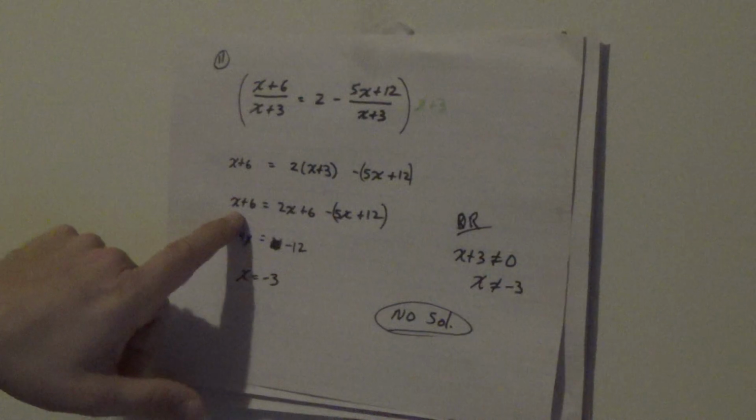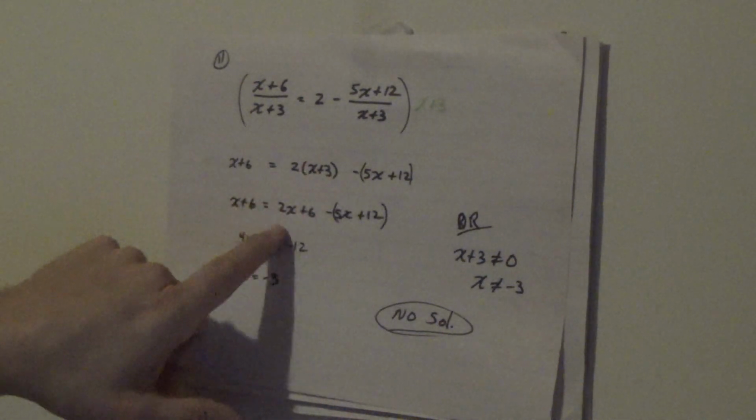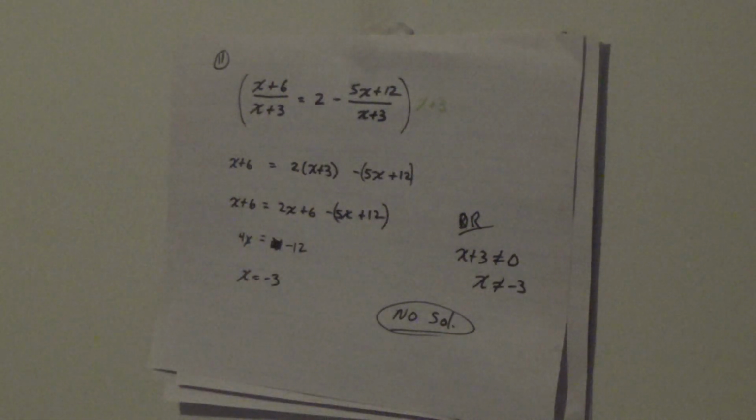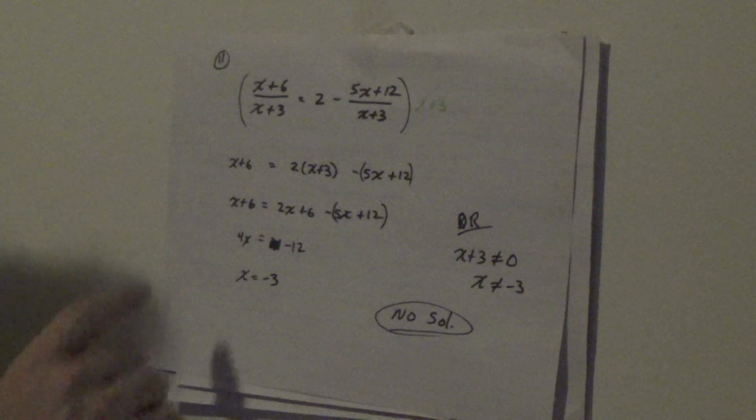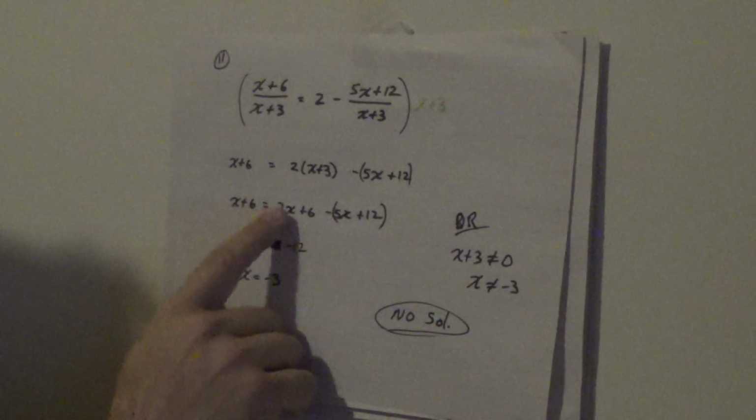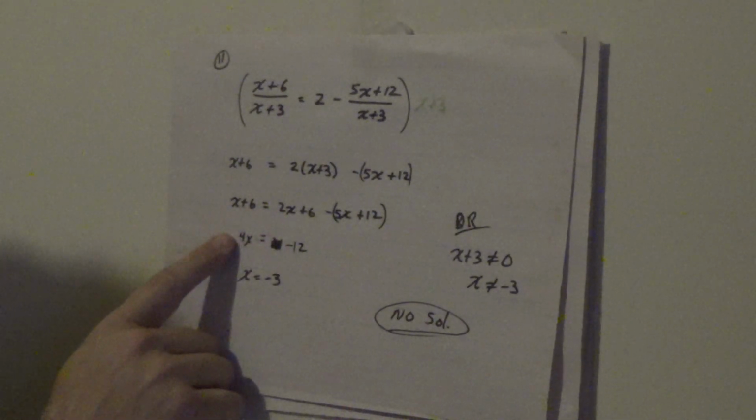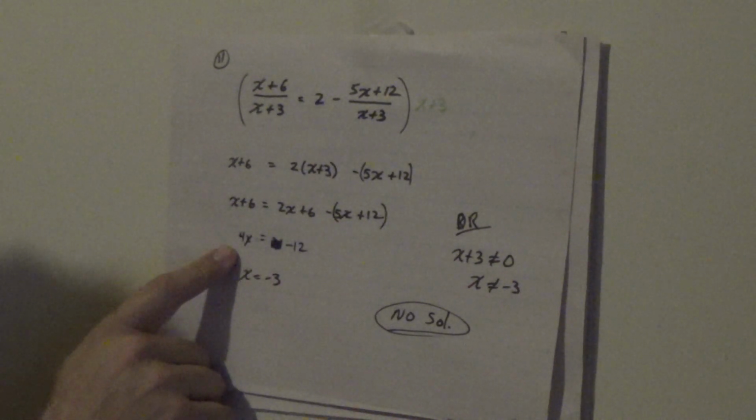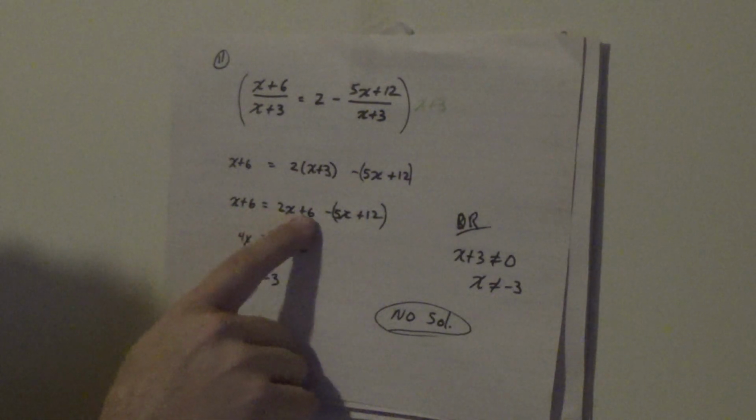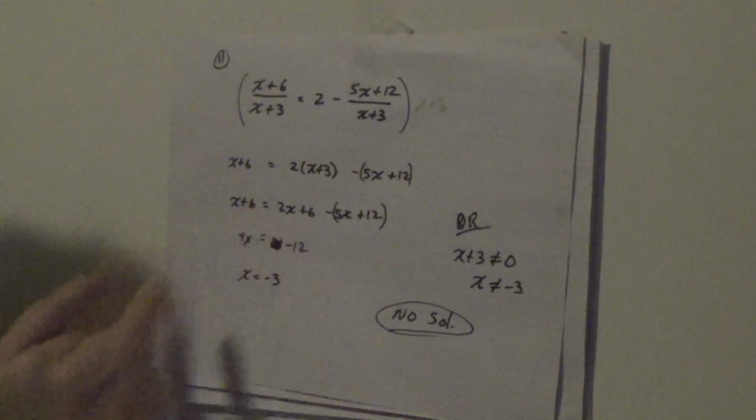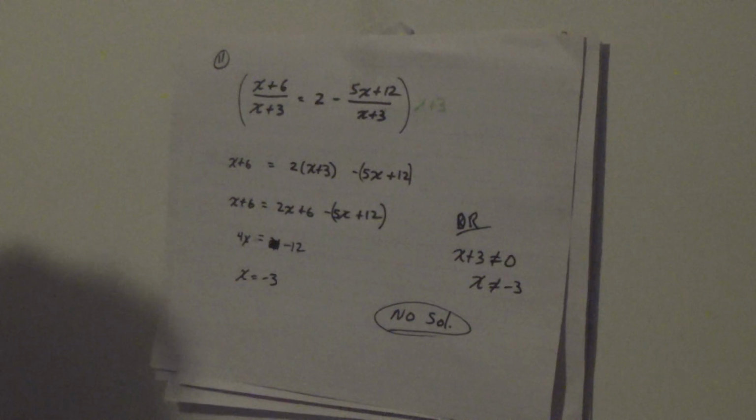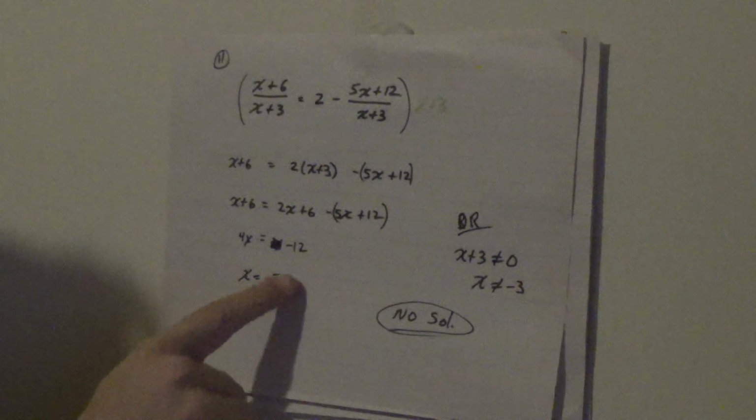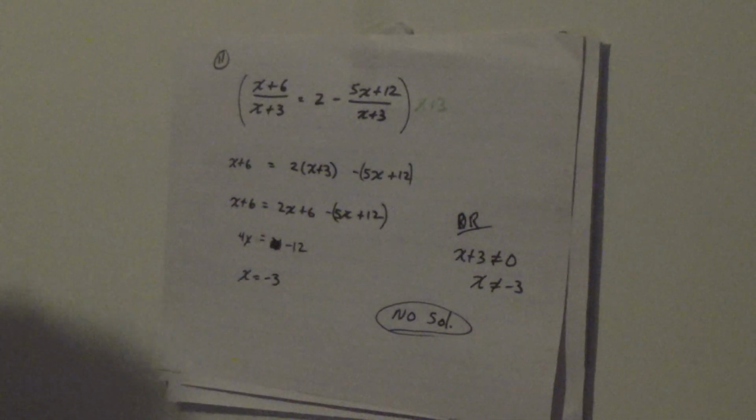The x plus 6 stays in the next line, but I'm going to distribute the 2 and get 2x plus 6 minus the quantity 5x plus 12. Then we have to collect our like terms. So over here I have 1x. I'm going to subtract 2x, giving us negative x, but then I have to add 5x, so then we got 4x. The plus 6, and then we subtract 6 from both sides, so those are going to cancel each other out, and we're left with the negative, once you distribute it, 12. Dividing both sides by 4, we get x equals negative 3.